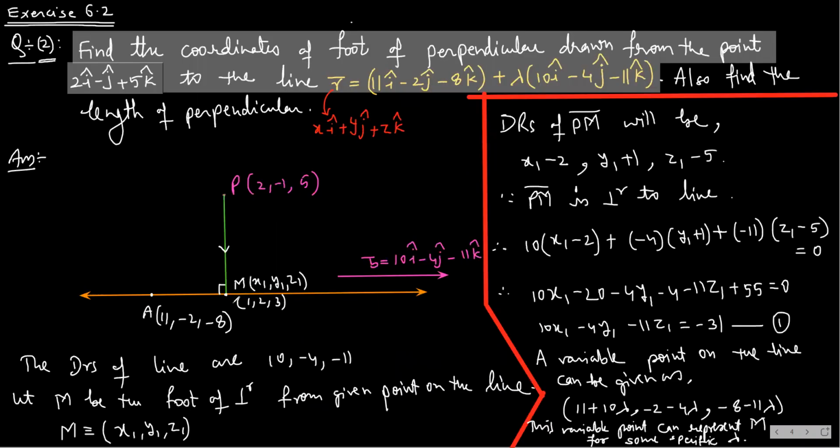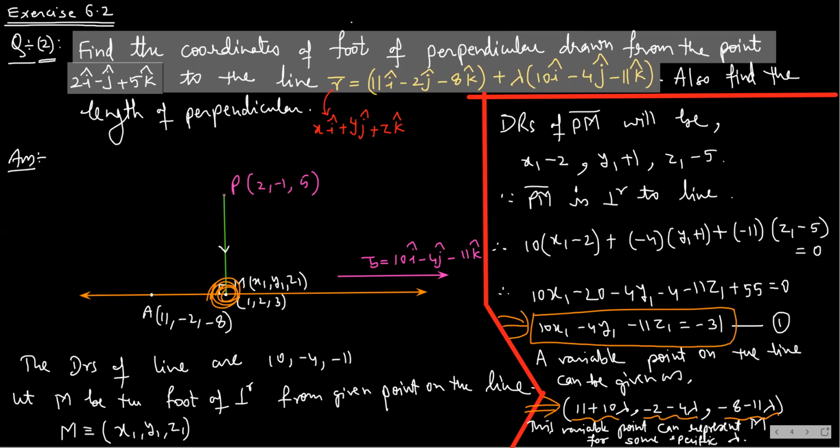So what was the technique, students? I said that there can be two methods. So this is the alternate method. You will use the DRs of the given line from the equation of the line, whether it is in vector form or the other form, either form you can use, and you will assume the point M to be x1, y1, z1. You will find the DRs of this perpendicular. Then using the DRs of perpendicular and DRs of line, you will get one equation in x1, y1, z1. Then you will write the variable point on the line. Now this variable point's coordinates will definitely satisfy this equation. That will get you lambda. Once you get the lambda, substitute lambda and you get the coordinates of m.